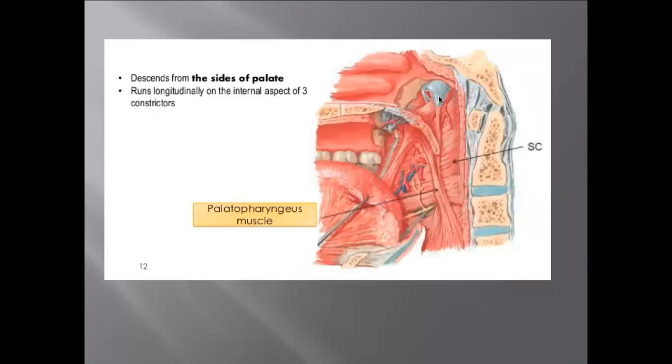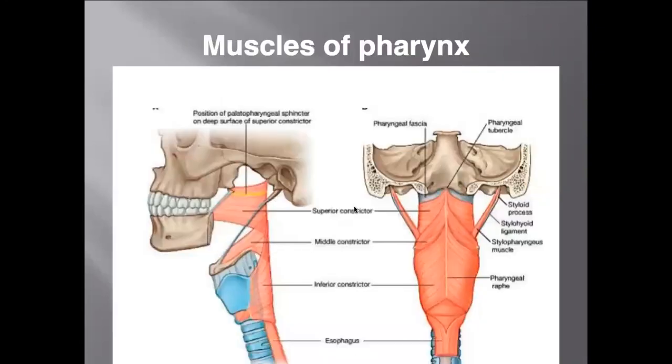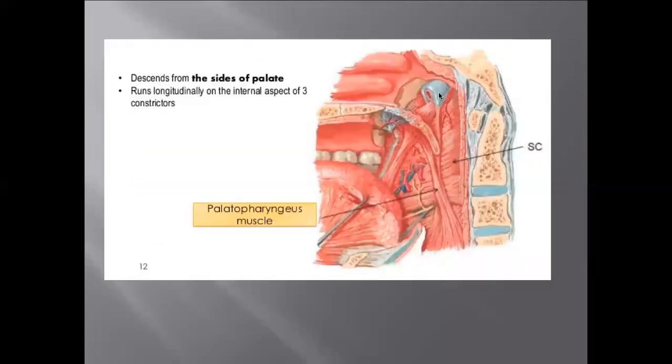This is the salpingopharyngeus and palatopharyngeus from the front. Palatopharyngeus we cannot see in the previous picture, but here we can see the stylopharyngeus muscle, salpingopharyngeus and palatopharyngeus. So three muscles we have seen as constrictors and three muscles are longitudinal muscles.